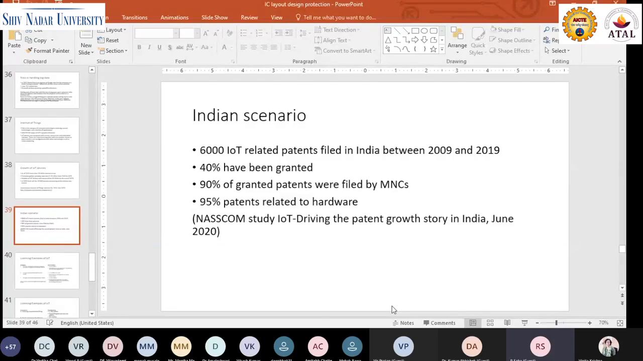So interestingly, you find that a lot of patent applications are being filed in India in the area of IoT. This was a study done by NASSCOM, which says between 2009 and 2019, a period of 10 years, 6,000 IoT related patents were filed. 40% of these have been granted. 90% of the granted patents were filed by MNCs, and 95% of patents related to hardware.